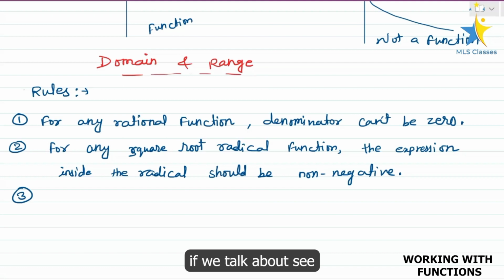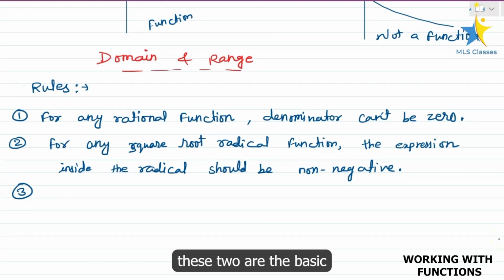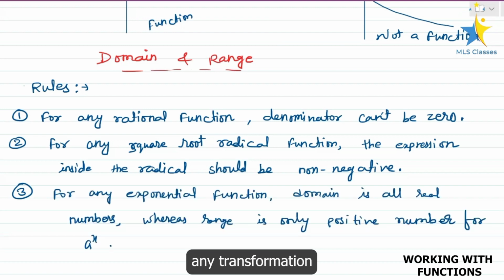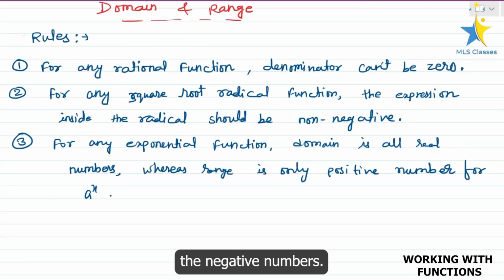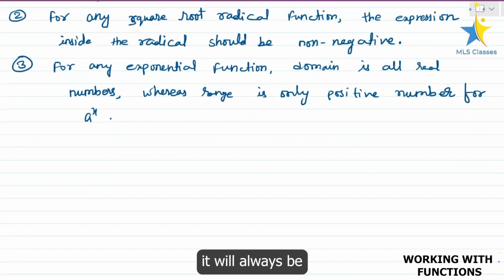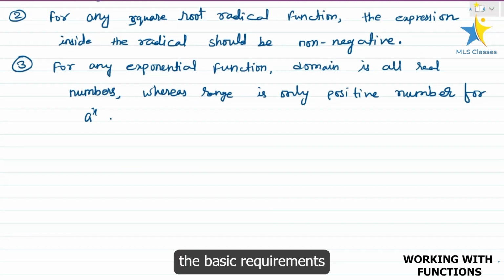Number 3, these two are the basic rules of finding domain and range. Now if we talk about any polynomial function, if it is an odd degree polynomial function, then both domain and range are all real numbers. But if it is an even degree polynomial function, then the domain will be all real numbers but the range will not be all real numbers. If there is any transformation involved, then it can have negative numbers. But with the parent function, it will always be only positive numbers. So these are the basic requirements for domain and range.